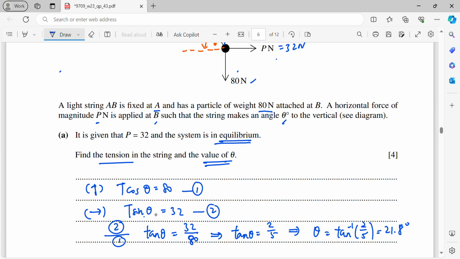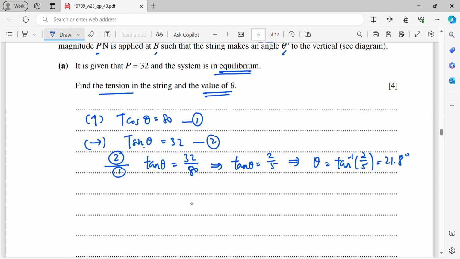Now after you have found theta, you can substitute into the first or second equation to get the T. Here I'm using the first equation. From the first equation, T cos 21.8 degrees equals 80. That means your T is 80 divided by cos 21.8 degrees, which is 86.2 newtons. So that's the solution for part A.